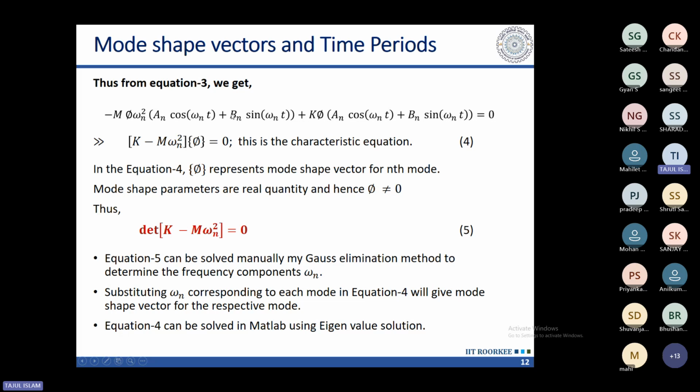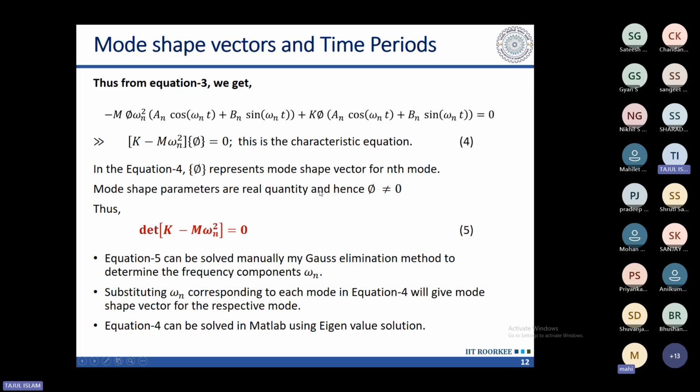this one. Then you simplify, just an cos omega n t plus bn sin omega n t will be available on both the terms. So you can just take it out as a common, then you can leave it. So if I do this one, finally I'll have this parameter k minus m omega n square multiplied by the mode shape vector. Okay. So in this equation, phi represents the mode shape vector for the particular mode I have considered, the nth mode. Then mode shape parameters are real quantities and they are not zero.